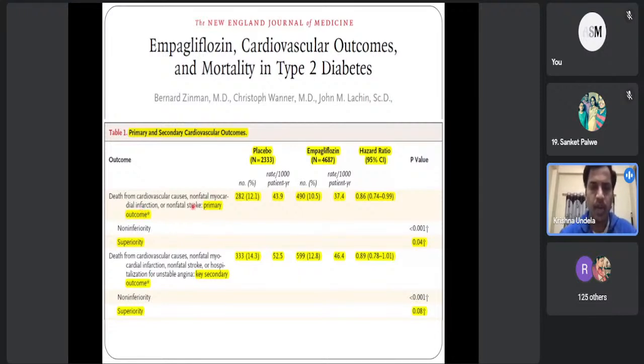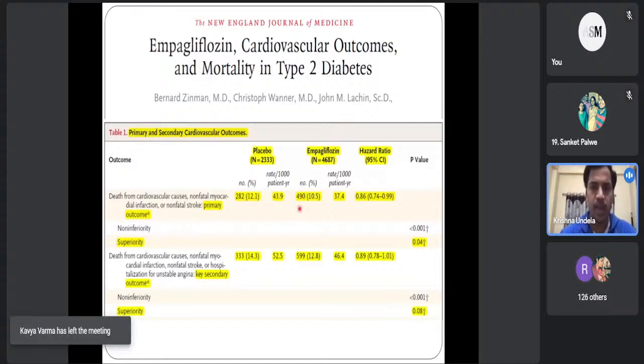Okay. And you can see here, in placebo, we have 2,333 people overall. In empagliflozin, we have 4,687. And out of the placebo group, 282 got the primary outcome, any one of these outcomes, which is equal to 12.1 percent. And in empagliflozin, 490 got the primary outcome, which is equal to 10.5 percent. By using this 282 and 490, we have already calculated the relative risk, and then we got to know how much outcome is there.